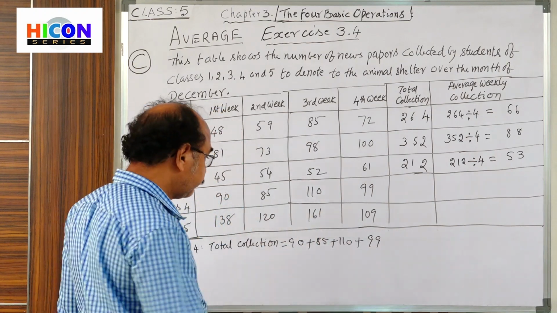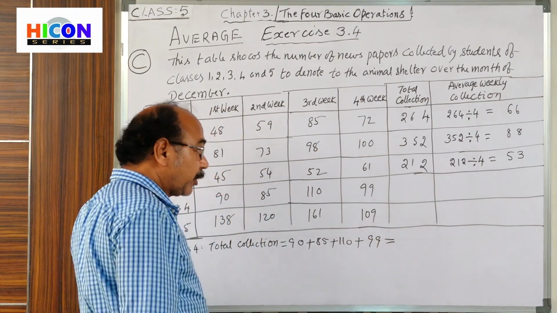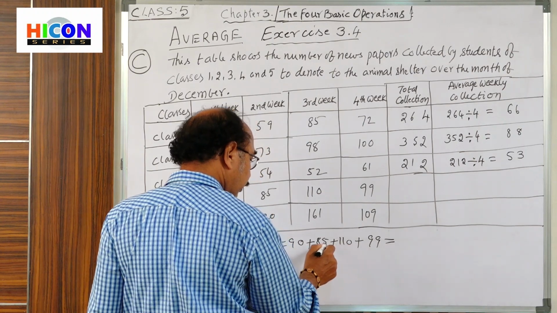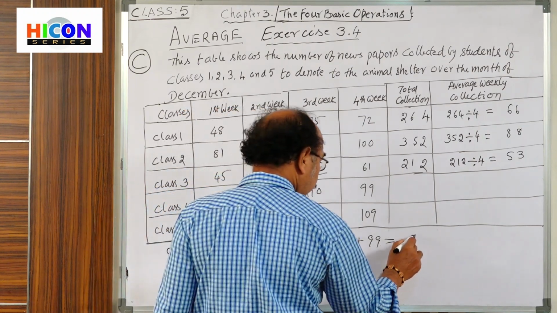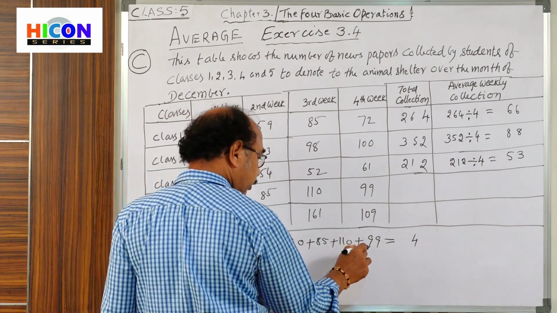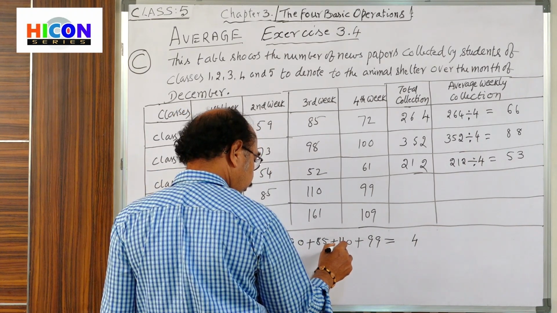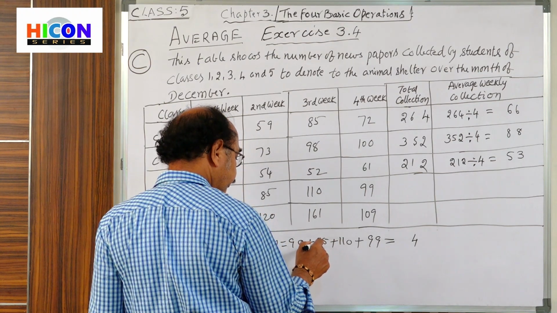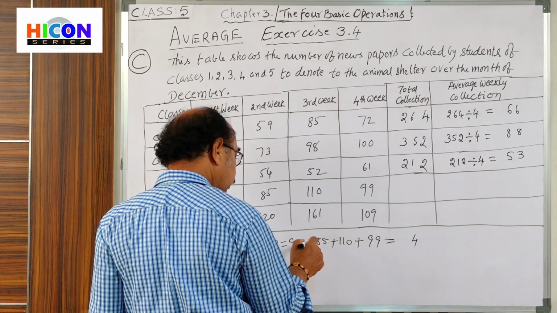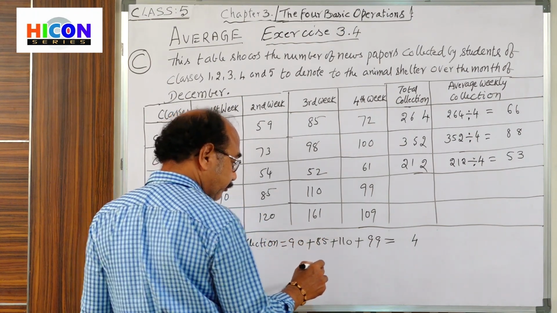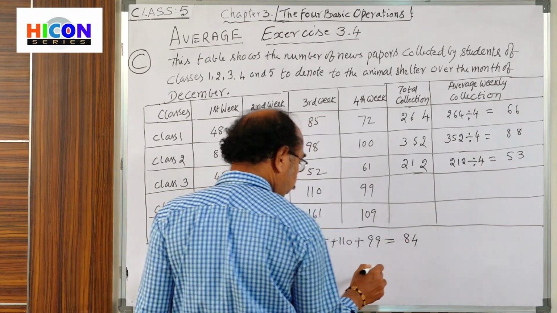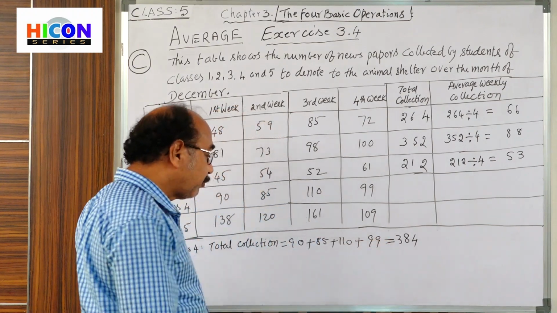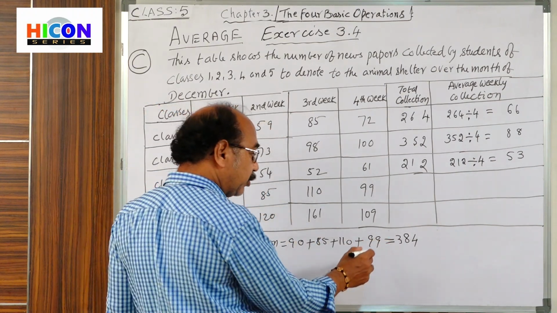Now add. Here 9 plus 0, 9, 9 plus 5, 14, 4, 1 is there. 9 plus 1, 10, 10 plus 1, 11, 11 plus 8, 19, 19 plus 9, 28. 8, 2 is there, no? 2 plus 1, 3. 384.